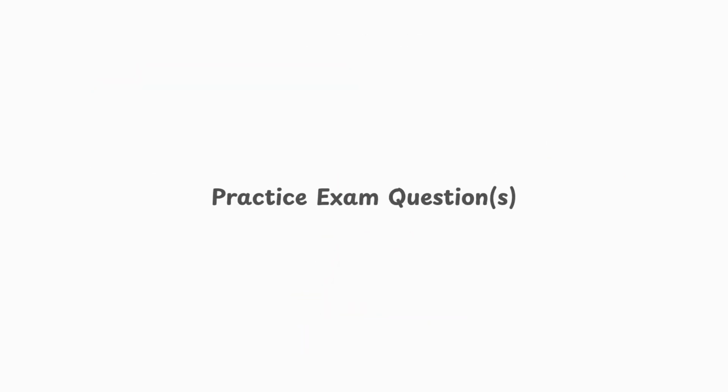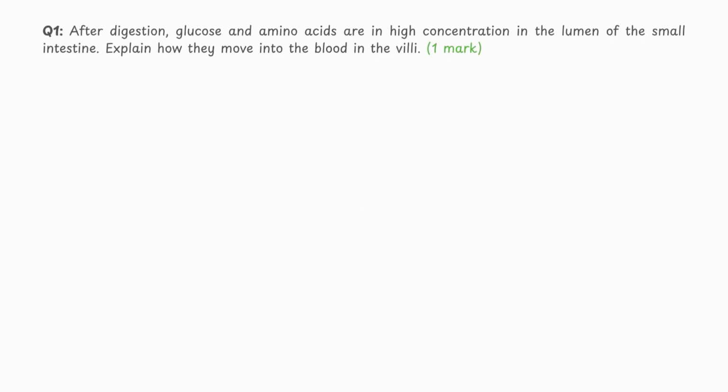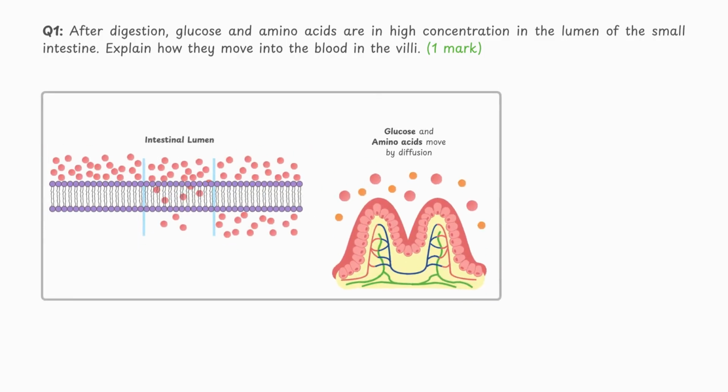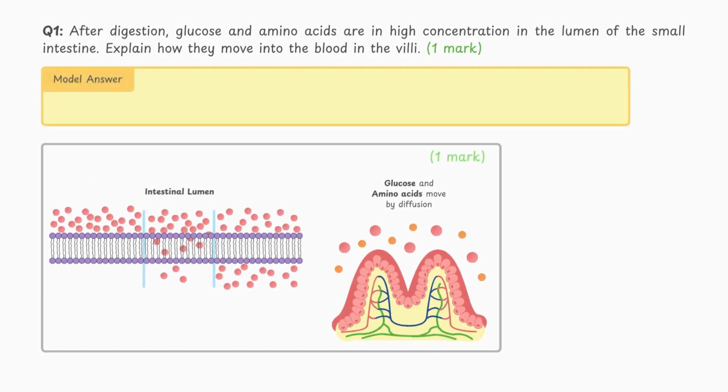Let's dive into some exam-style practice questions. You can pause the video and try it yourself. After digestion, glucose and amino acids are in high concentration in the lumen of the small intestine. Explain how they move into the blood in the villi.